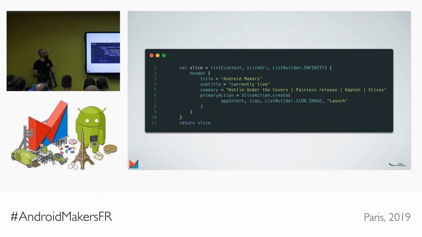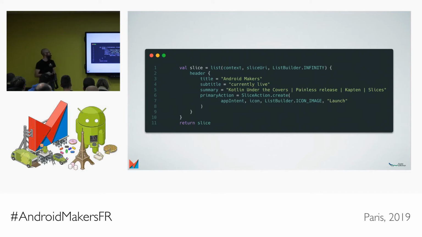And then if you want to define a header, you call a header DSL function, and provide it with a title, a subtitle, a summary if need be, and a primary action. So the primary action is mandatory. You must implement it in your slices, otherwise it will never be displayed by the system. A primary action is nothing more than a wrapper around a pending intent, which will be triggered if the user interacts with your slice. So it's a regular pending intent, like all the pending intents we have been used to in the Android SDK. So nothing new on this side.